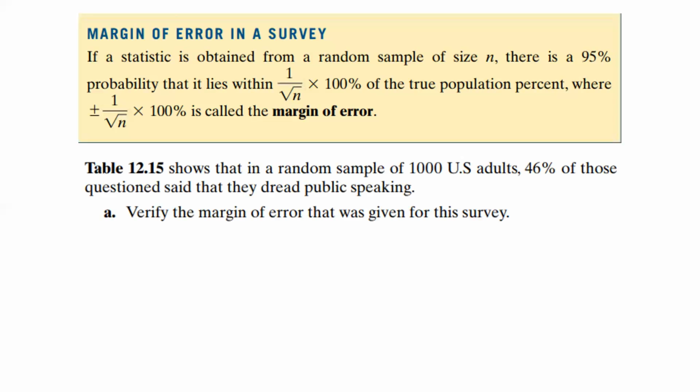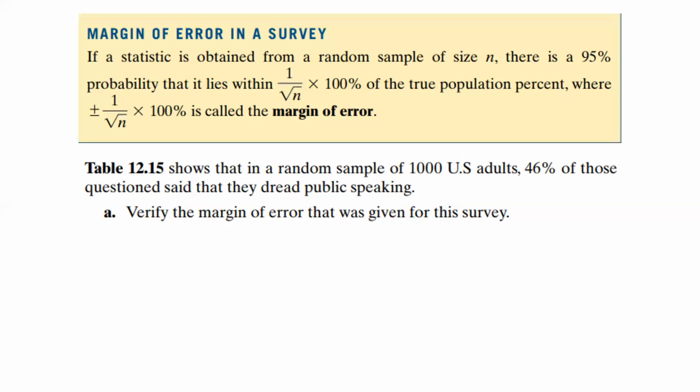So in this case, a table, we don't have the table, it doesn't really matter. Let's say there was some survey of a random sample of 1,000 US adults, and 46% of those questioned said that they dread public speaking. It's kind of low, but it's whatever. I don't know why it's saying verify. That seems kind of poor language. We're going to find the margin of error for this survey.